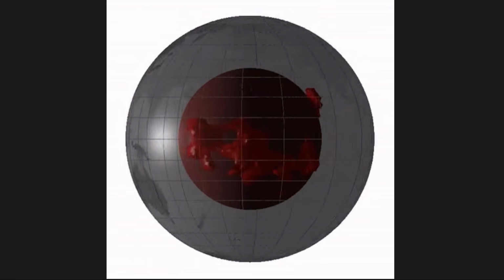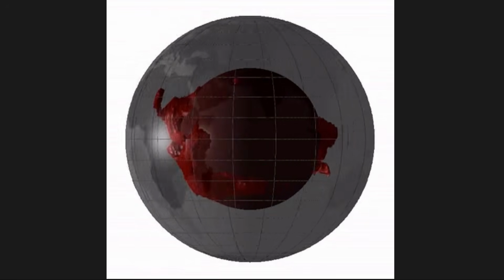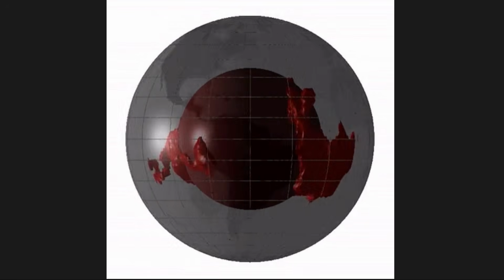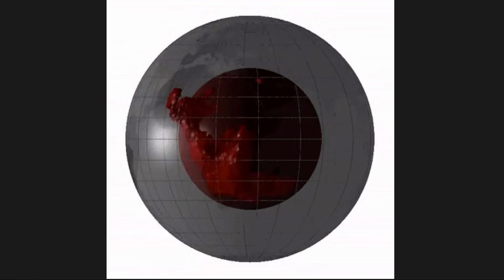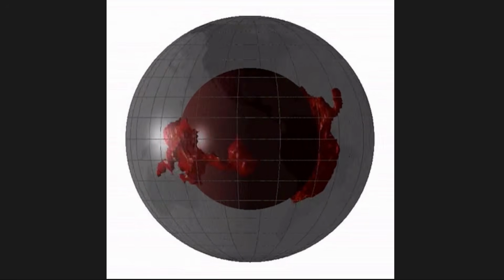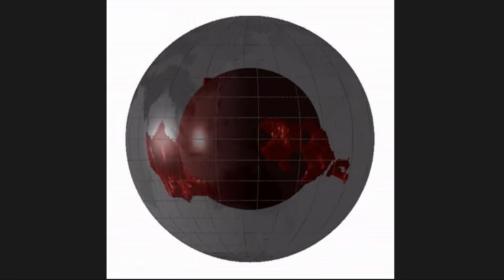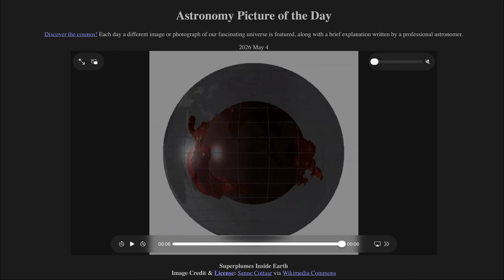So likely, both models say that this is something billions of years old, not something brand new, and that ties into the early history of Earth, whether that be old tectonic plates or the shattering impact of the object that helped form our moon, or something completely different. We don't know yet. So that was our picture of the day, titled Superplumes Inside Earth.